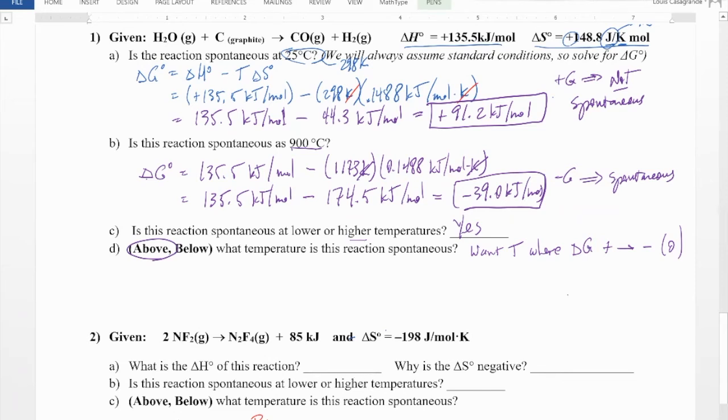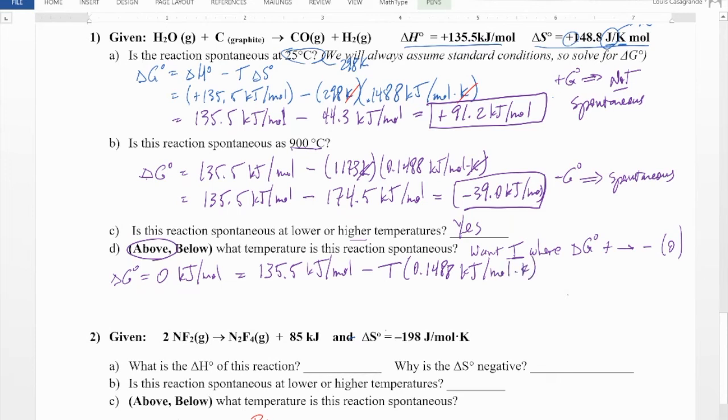So what we're going to do is put T as our unknown. And we want delta G naught. I've got to put the nots in there, I keep forgetting. The delta G naught now is equal to 0. I'll put in the kilojoules per mole. And we have our 135.5 kilojoules per mole for our delta H minus T, which we're now going to solve for, times 0.1488 kilojoules per mole times Kelvin.